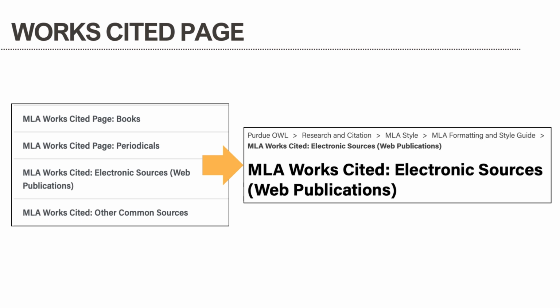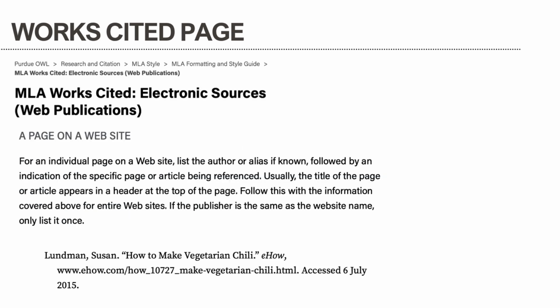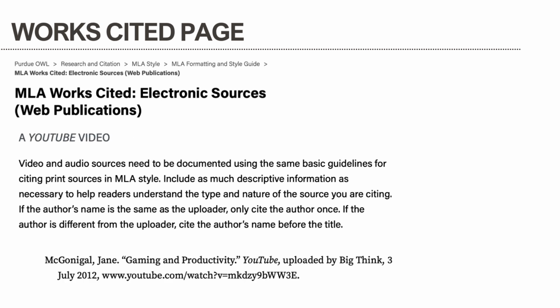Click that link. So let's just pretend we have maybe like an online article. So we'll click on electronic sources or web publications. Once you click on that, you're going to see a whole bunch of options pop up, right? So just scroll till you figure out which one it is. It could be a page on a website, right? And as you can see here, it shows an example of how to cite it there. If it's a YouTube video, there's a certain way to cite it.